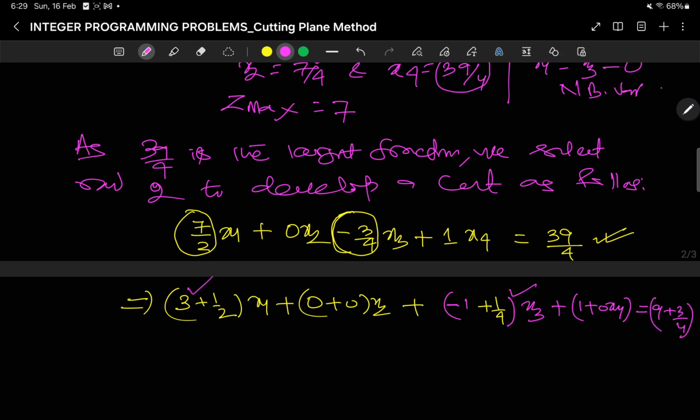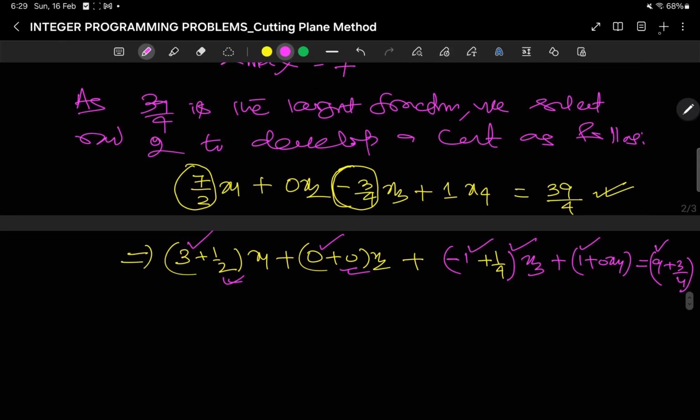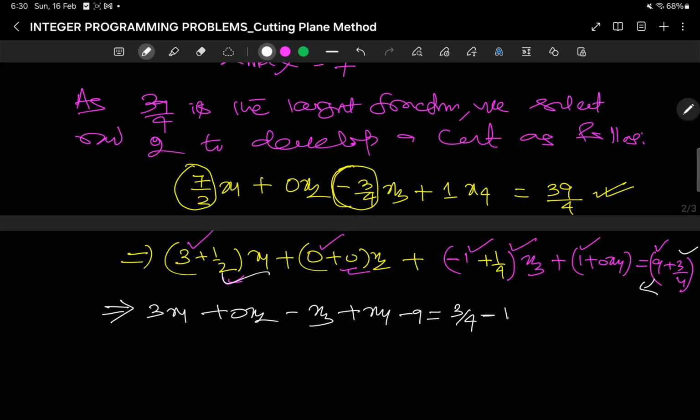Okay, so bring the integer parts to the left hand side and the fractions to the right hand side. So this implies I get 3x1 plus 0x2 minus x3 plus x4, and bring this 9 to this side, minus 9 on the right hand side. Here you have 3 by 4, minus 1 by 2 x1 minus 0x2 minus 1 by 4 x3 minus 0x4.